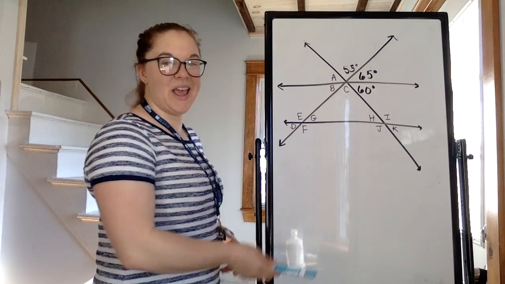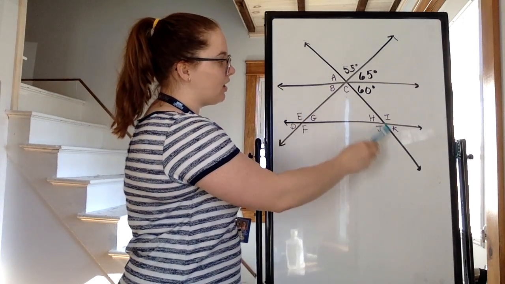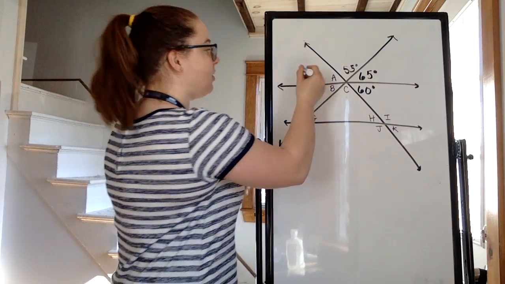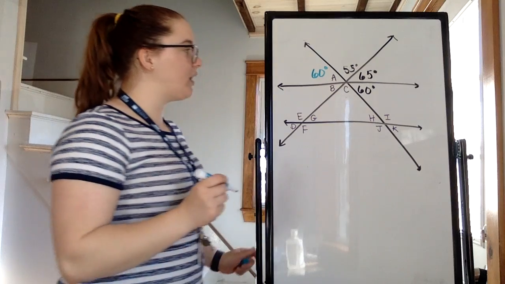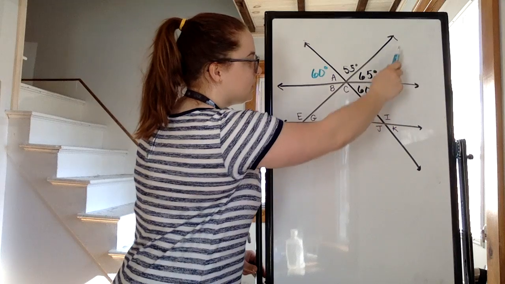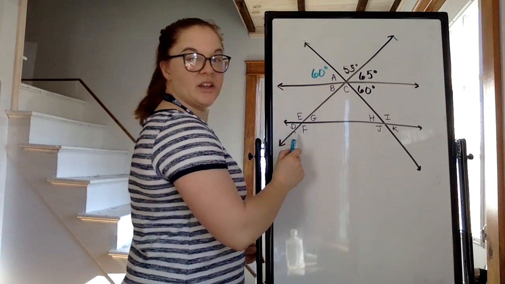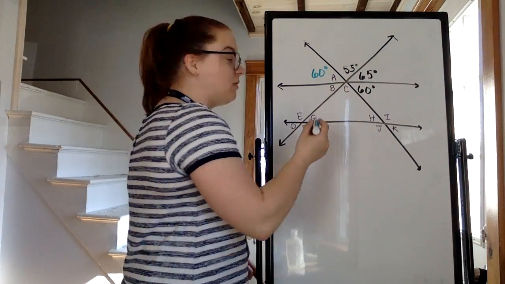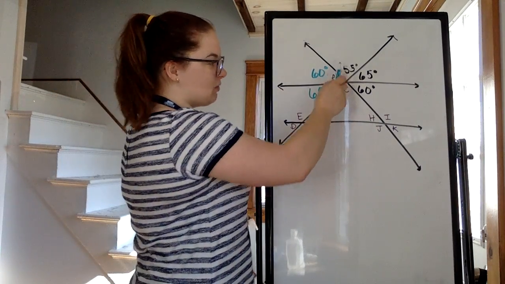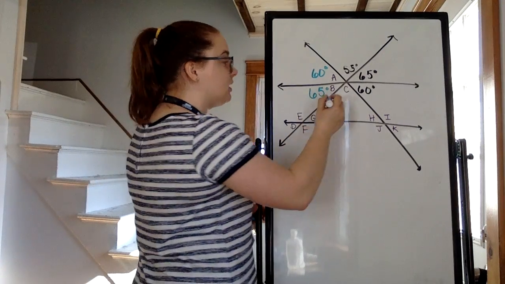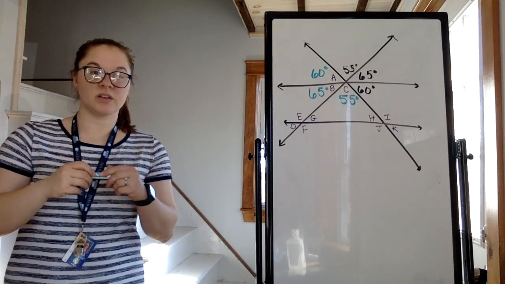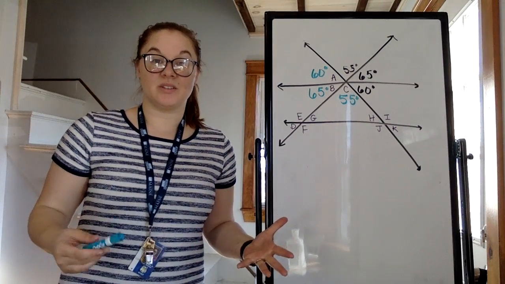Well, I see that A shares the same lines that form it with 60. So A is 60 degrees. I can see that B is a vertical angle with 65 because it shares these two lines that form it, so that's 65 degrees. And C is a vertical angle with this 55 degree angle, so it's 55 degrees. And we know that because all vertical angles are congruent with one another.